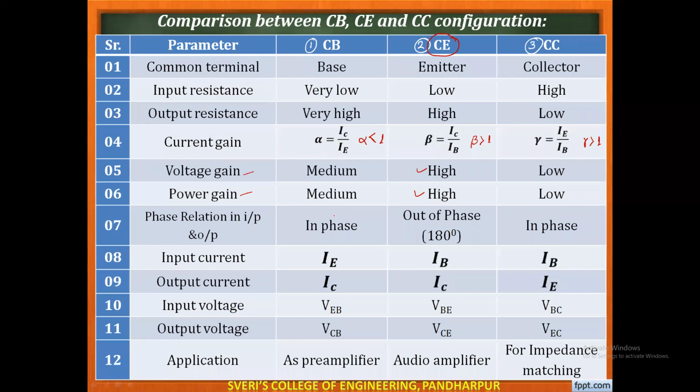Get it my point? Now you can see the phase relation between input and output signal. In common base, they are in phase. In common emitter, they are out of phase, and in common collector, they are also in phase.